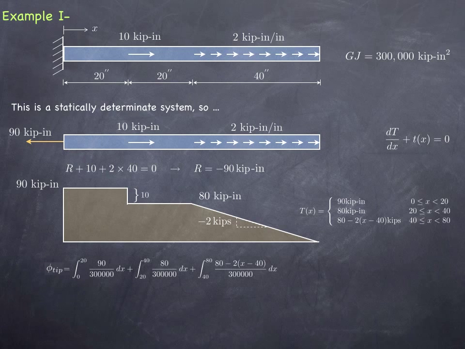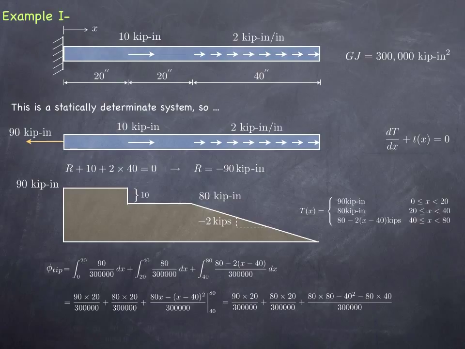I can then use this internal torque distribution to determine the tip twist relative to the fixed end. And so I will have to integrate it in 3 segments. I'll have to integrate the 90 from 0 to 20, and then integrate the 80 from 20 to 40, and then integrate that other formula from x equals 40 to 80. And if I do the little algebra, do the integration there, I'm going to end up with an answer that is 0.0167 radians. So that's how much the tip end of this shaft twists relative to the fixed end of it. And that was an easy calculation.